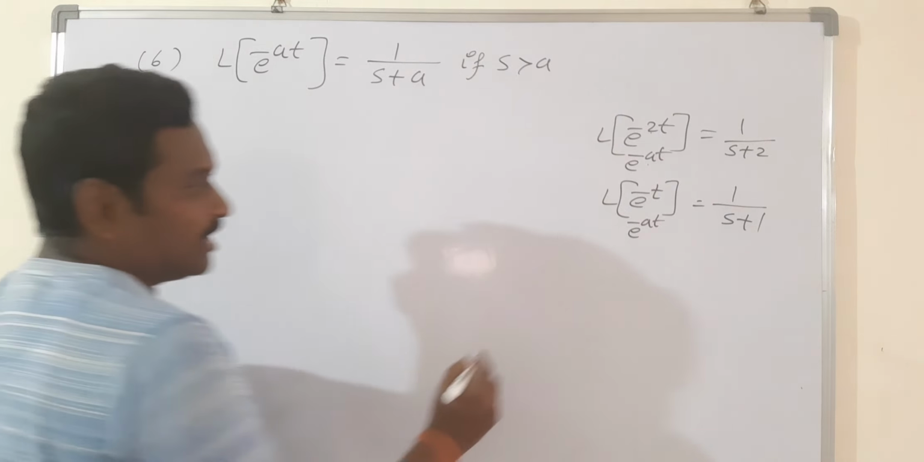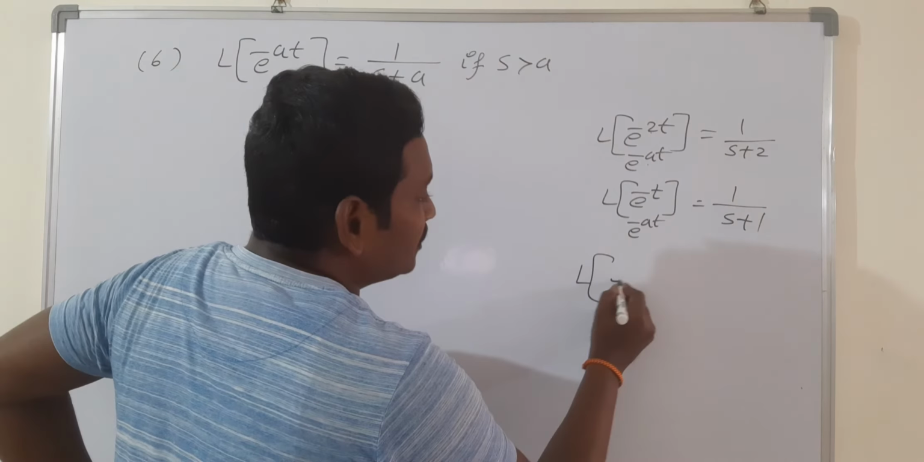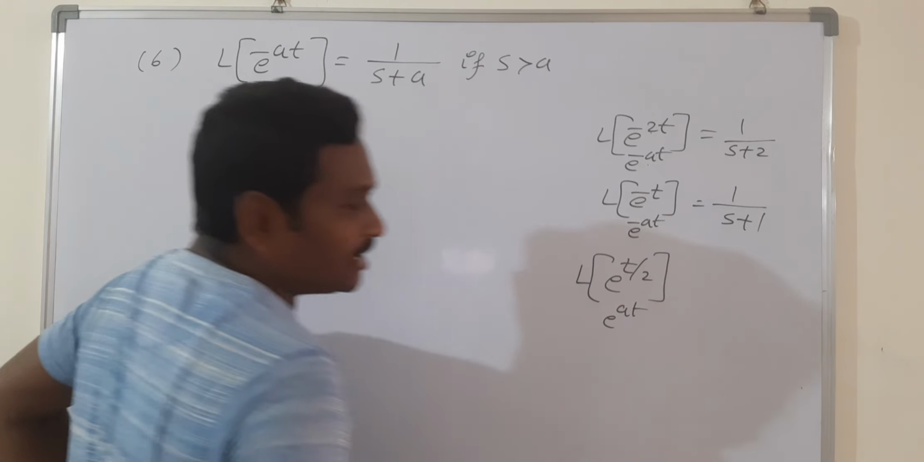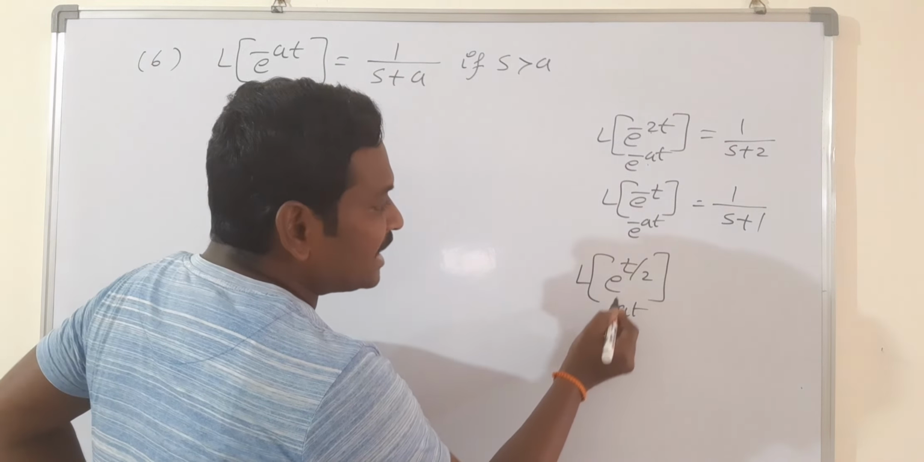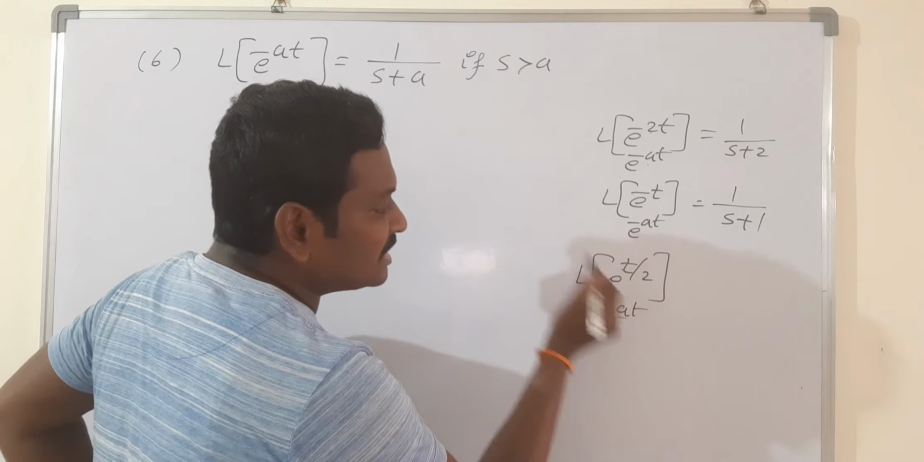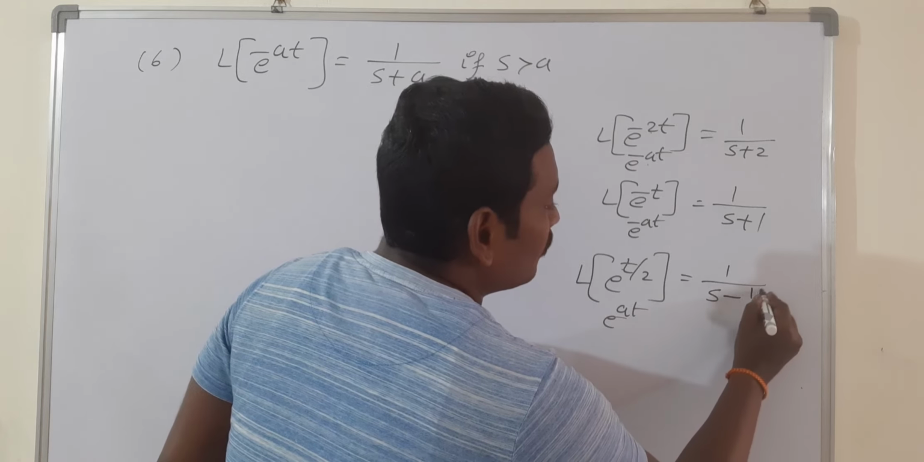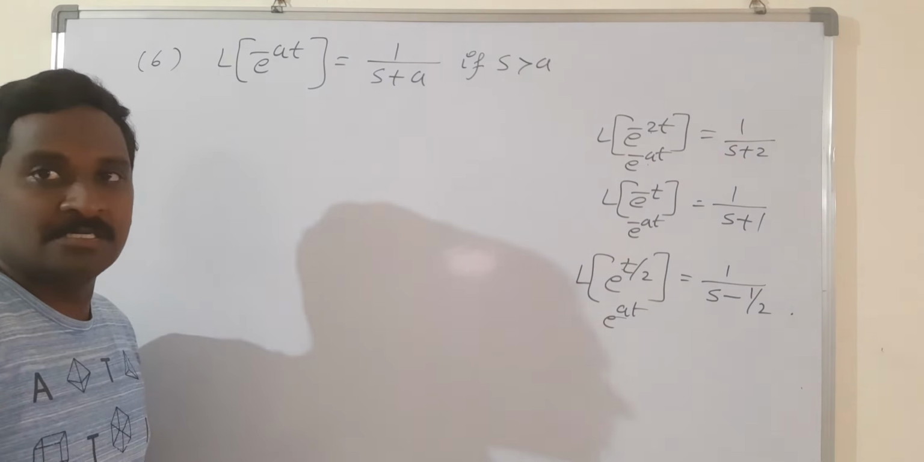Okay. For example, we have to find L of e power t by 2. So it is in the form of e power at, and the value of a is 1 by 2. Coefficient of t is nothing but a value. So you will get 1 by s minus 1 by 2. This is the result.